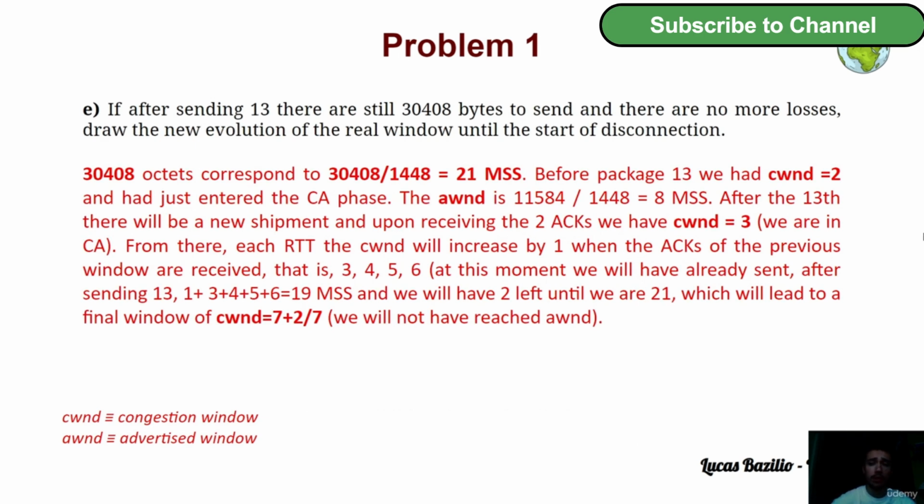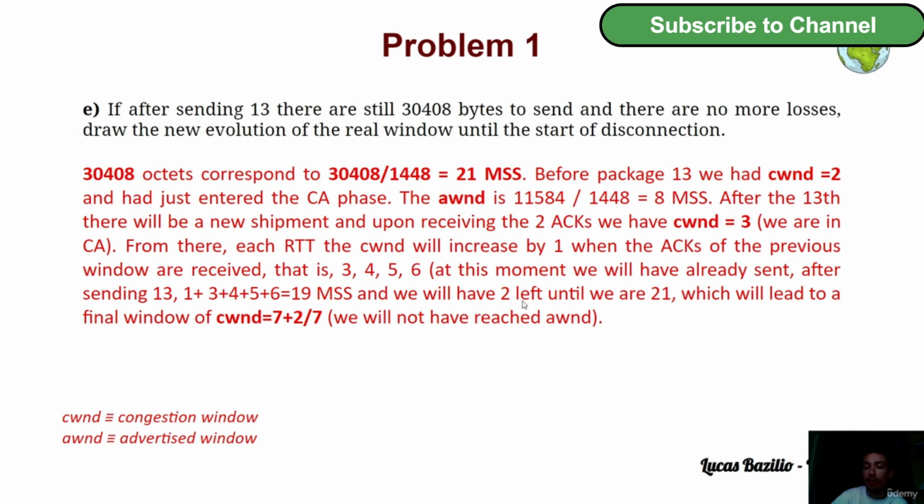And so after the 13th package there will be a new shipment, and upon receiving the 2 acknowledgements we will have a congestion window equal to 3, and from there each round trip time the congestion window will increase by 1, when the acknowledgements of the previous window are received, that is 3, 4, 5, 6, okay. So after sending 13, we will eventually have sent 1 plus 3 plus 4 plus 5 plus 6, which gives us 19 maximum segment sizes.